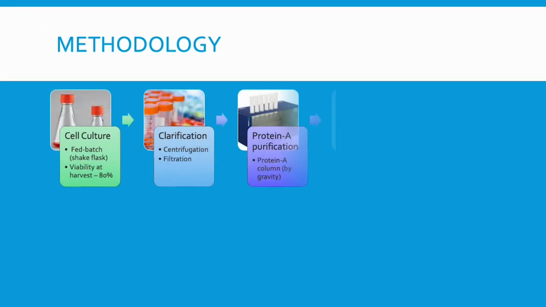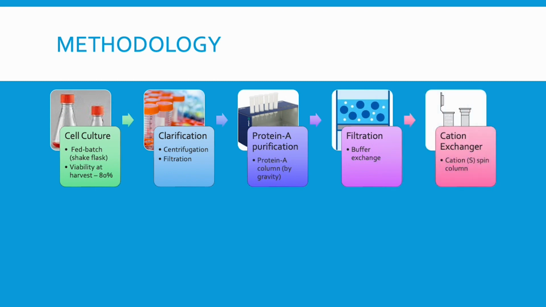Well, for the experimental process, the cell culture runs were in a small 25 ml shake flask in a fed batch mode, where I perform feeding every other day until the cell viability drops below 80%. Then I harvest the cell cultures.